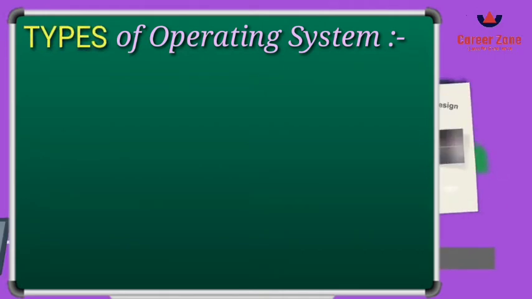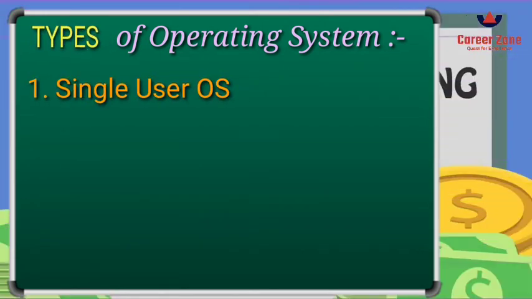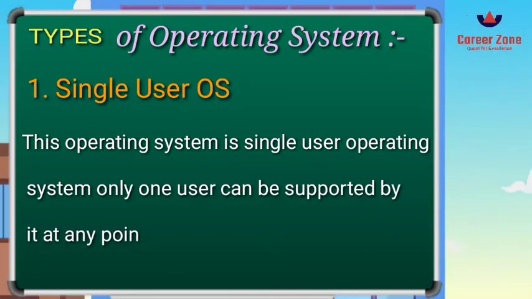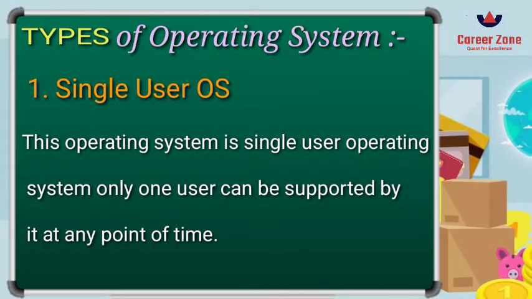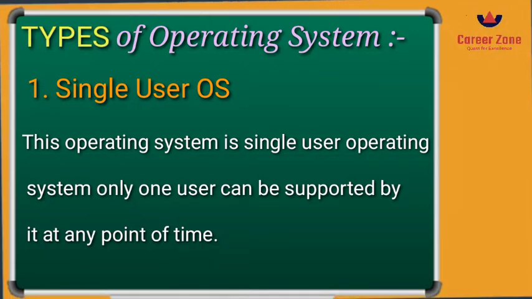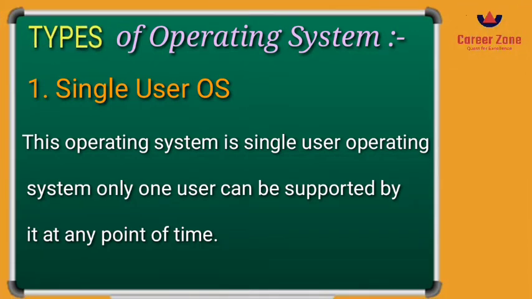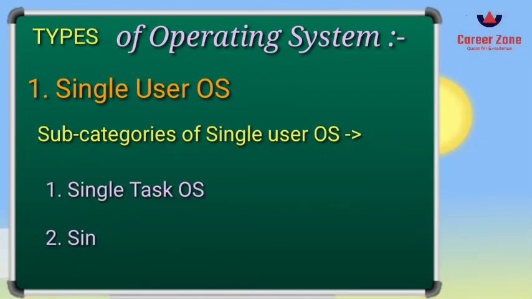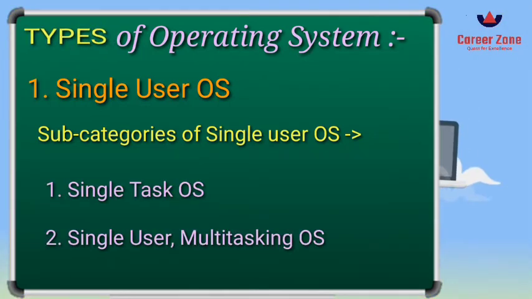Now the first one is single user operating system. As the name itself says, it is a single user operating system, so only one user can be supported by it at one point of time. Further, it is divided into subcategories: single task OS and single user multitasking operating system.